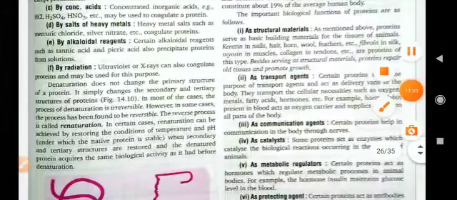Okay. So this is the classification of proteins.